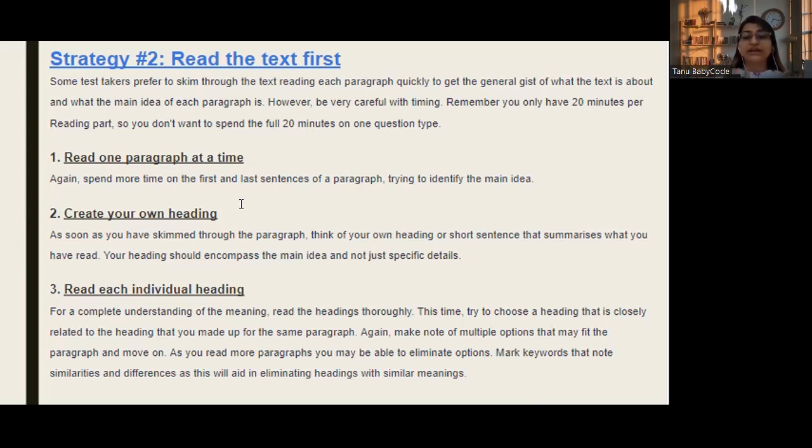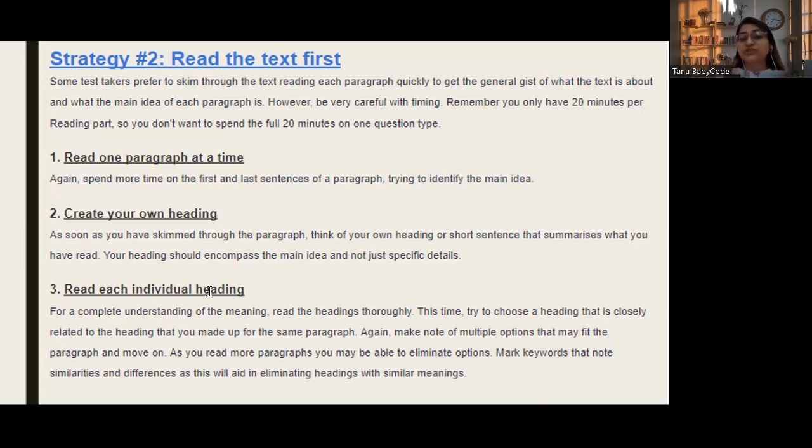Create your own heading. As soon as you are done with the skimming part and have gone through the paragraph, think of your own heading or a short statement that summarizes what you have read in this paragraph. Your heading should encompass the main idea and not just the specific detail. You're not looking for a detail here, you're looking for the main idea.